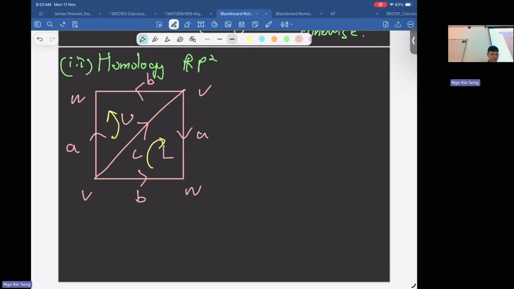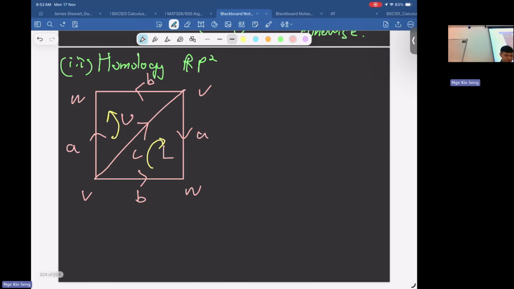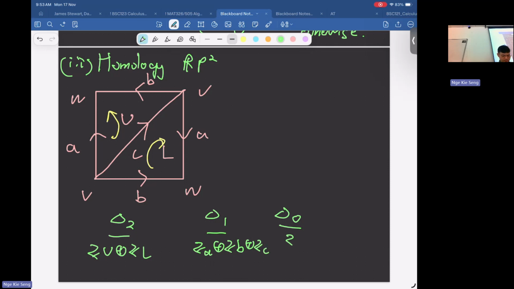Okay, let's see. Is this the one we wanted to be? C, B minus A, and then C, A minus B. Okay, so there's a slight difference here in this case. So what's the slight difference here? Delta 1, delta 2, delta 0. Again, we have ZU plus ZL. And then here is ZA, ZB, ZC. And then the other one, we got ZW plus ZD now.